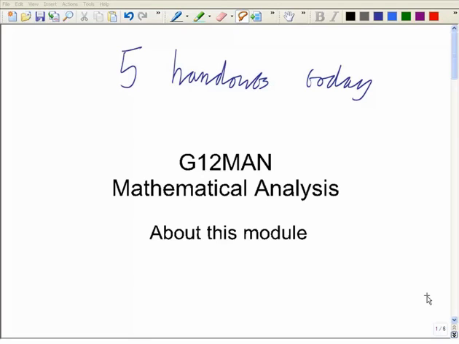And we're going to start today with a description of what the module's about, which will be about the first half of the session, maybe a bit more, and then we'll have a revision quiz to see how much you remember from last year. And the 5 handouts today, if anybody hasn't collected those, they should collect them at a suitable point.